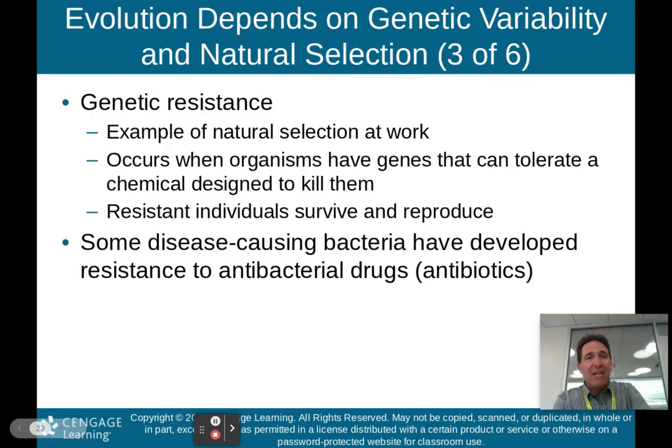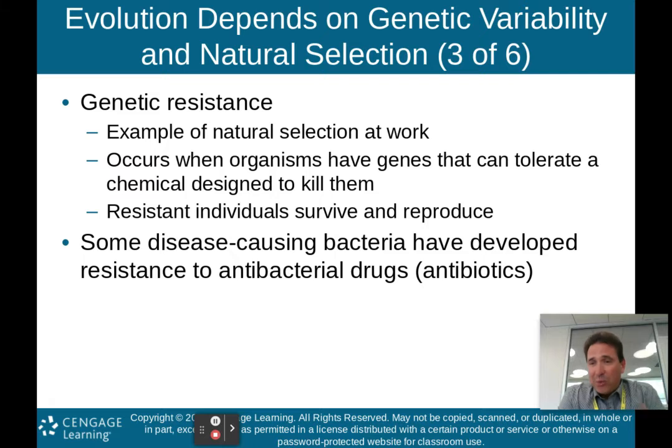Genetic resistance is an example of natural selection at work. This occurs when organisms have genes that can tolerate a chemical designed to kill them, okay? Resistant individuals survive and reproduce. So genetic resistance is what we're going to talk about when we talk about pest control coming up in a couple of chapters. Basically, human beings have come up with pesticides that we spray to kill pests.